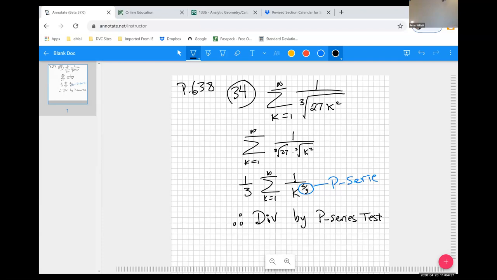Questions, comments, discussions about this number 34 from the exercise set?